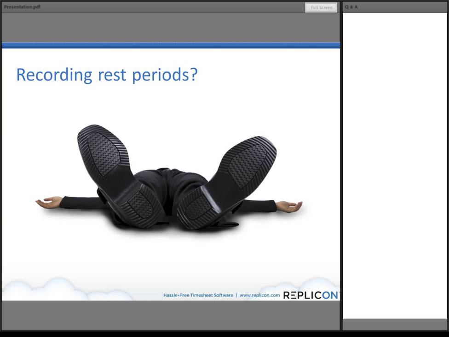So when we look at Washington, of course, we need to know that we need a timekeeping system that will allow us to record missed rest periods so we can pay the additional increment in work time.